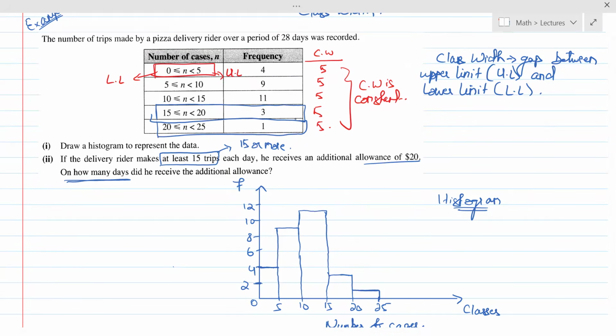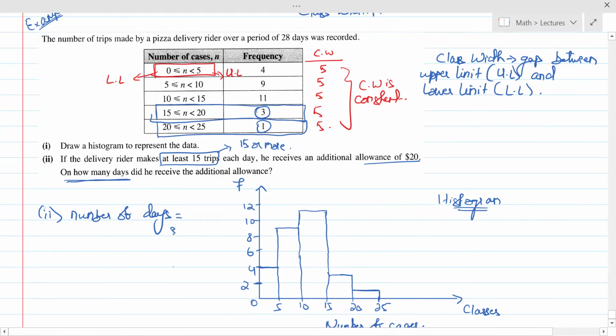So for the first class, 15 till 20, we have the frequency of 3. And for the second class, we have the frequency of 1. So for the second part, where we have to find the number of days the rider got the additional allowance, it's 3 plus 1. So the number of days for additional allowance is simply 3 plus 1, which equals 4. So 4 is the answer for the second part.